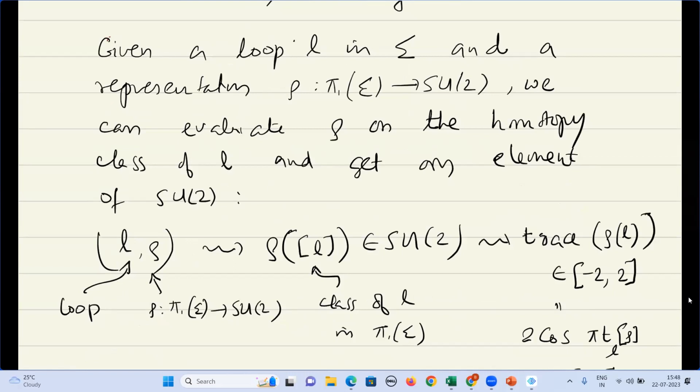loop. So you remember, each loop on the surface gives you an element of pi1, the fundamental group. So I can evaluate the representation on that element of pi1. Then I'll get an element of SU2. And if you take its trace, if you take any element of SU2, its trace is real and belongs to the interval minus 2 to 2.